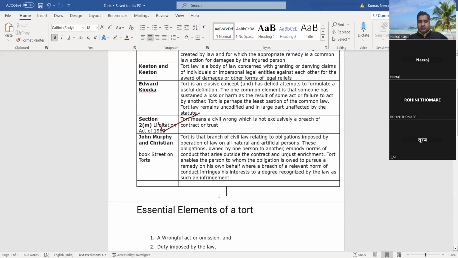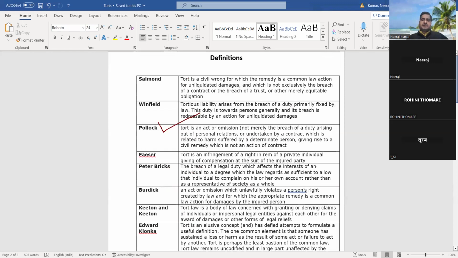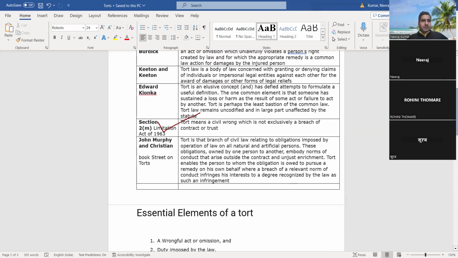Let's take a pause. Please add if someone wants to add something. These are the definitions, and these are in the course. If we see the first chapter, they mention definitions here. Anything you want to add?